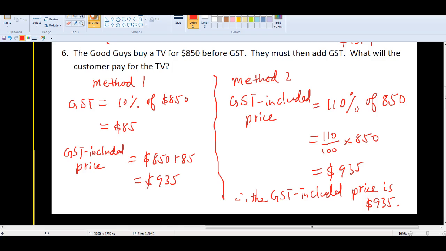Okay, so question 6. So you see that I still show you the two methods. All right, okay, so the answer will be 935. So exactly the same.